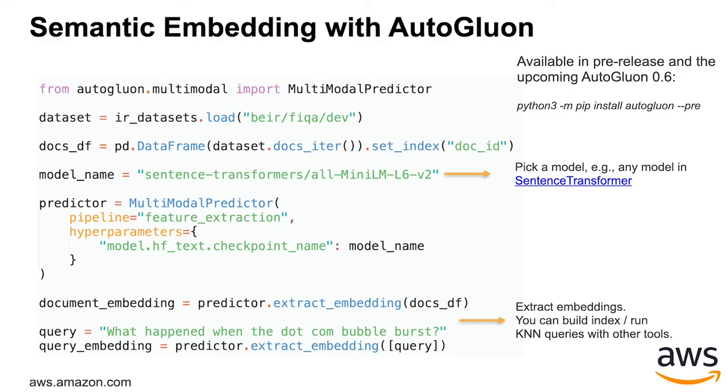It's pretty simple. You will only need to create the predictor and specify the pipeline to be feature extraction. For the foundation model, we support all kinds of foundation models that are available in Hugging Face. So you can pick any kind of model you like to use in the sentence transformer package. After you have created the predictor, you can extract embeddings for the documents and also for the query. Once you have extracted these embeddings, you are free to do anything you like. For example, building a KNN index for the document embeddings, and also maybe integrating with other search backends.